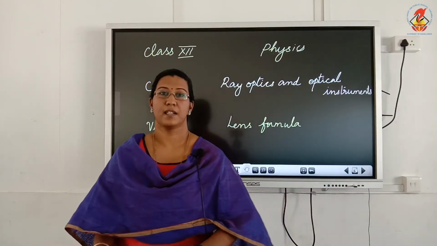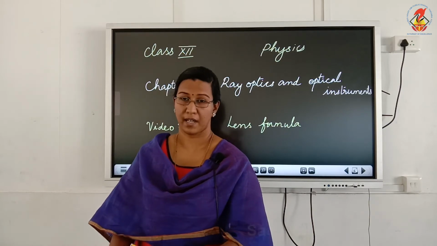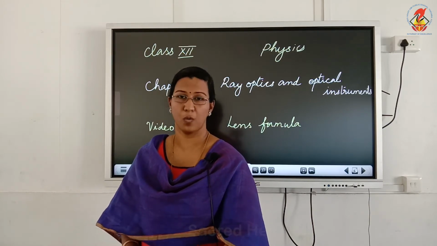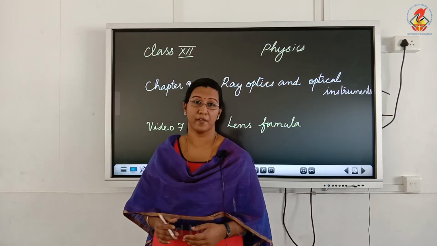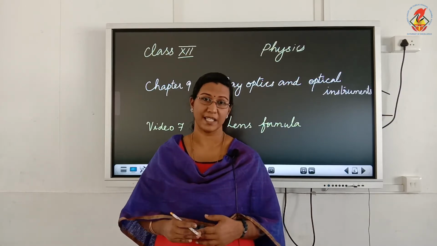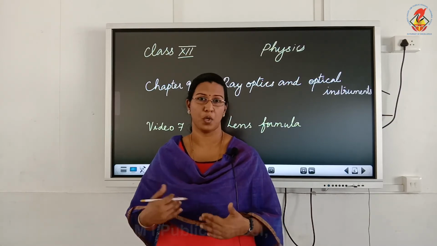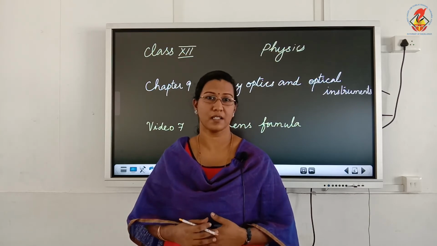Hi students, in this video we are going to study about the lens formula. You know what the lens formula is, isn't it? It's 1 by f is equal to 1 by v minus 1 by u. We are going to derive this equation in this video.